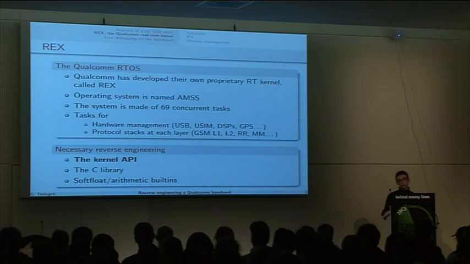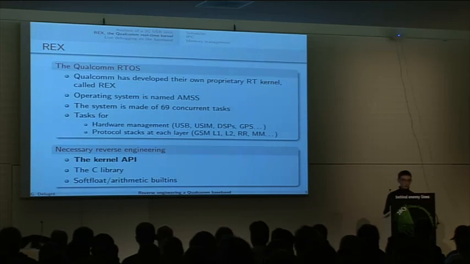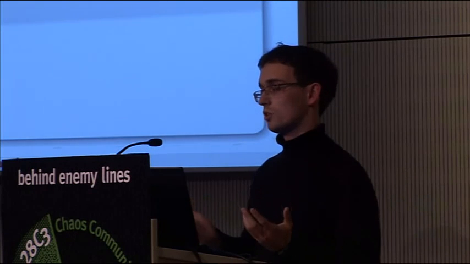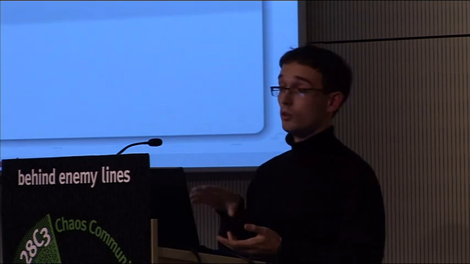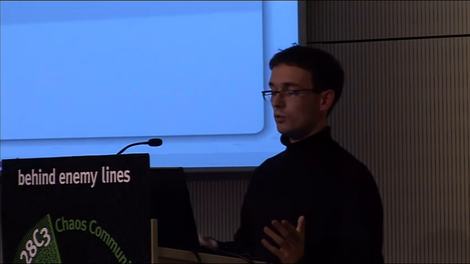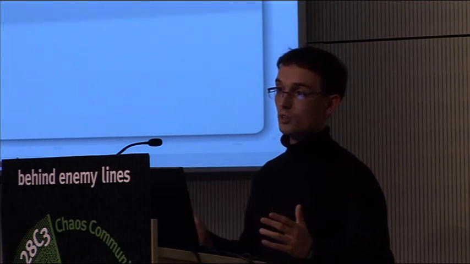There are some tasks for handling the hardware, like the USB, the USIM, the DSPs, and so on. And you've also got one task for each protocol stack at each layer, such as L1, L2, or RMM for the WCDMA, and so on. In fact, it's a tiny kernel, but the biggest part of the operating system is the network stacks, which are very, very massive. But if you want to reverse some tasks, for example GSM L1, you'll need to know what API is exported by the kernel, so you have a minimum understanding of what the code is doing. So you need to at least reverse the kernel API, the C library also, and some compiler built-ins like softfloat or 64-bit arithmetic operations.